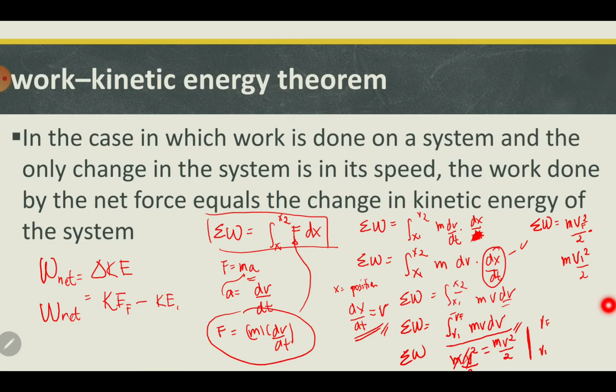So based on this principle, we all know that the formula for kinetic energy is equal to m v squared over 2, right? So therefore, we may say that the summation of W is equal to kinetic energy at final less kinetic energy at initial. So we have the summation of W is equal to delta KE. That is the derivation of our formula for the work-kinetic energy theorem. Summation of W is equal to KEf less KEi.